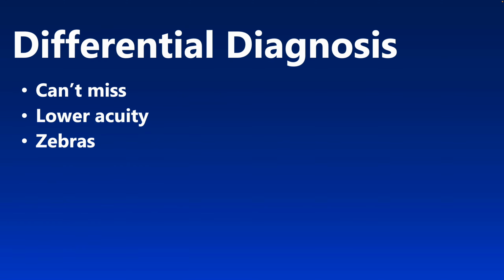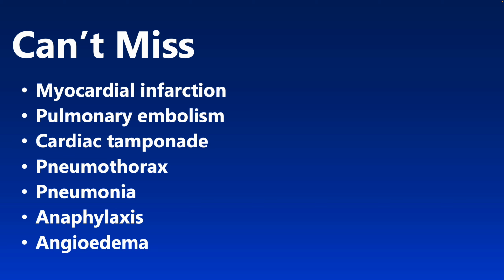So let's start right at the top with the differential diagnosis, and we're going to start with the can't miss diagnoses. And hopefully, if you've watched the first video, a lot of these look familiar to you. Chest pain and shortness of breath, in terms of chief complaint and the differential and the workup, a lot of these things go hand in hand. We're worried about a lot of these same things.